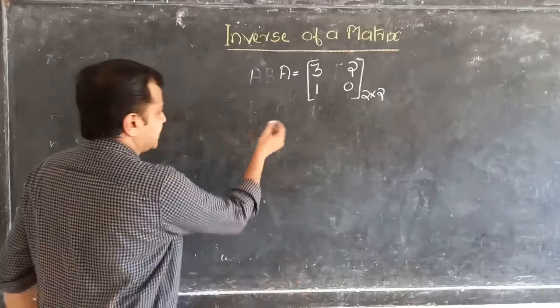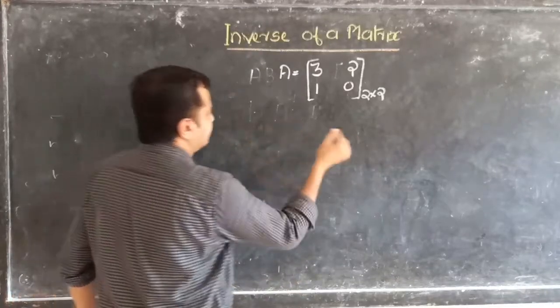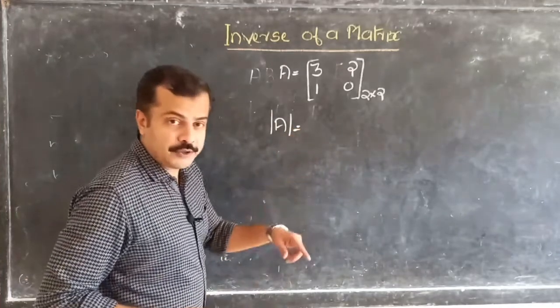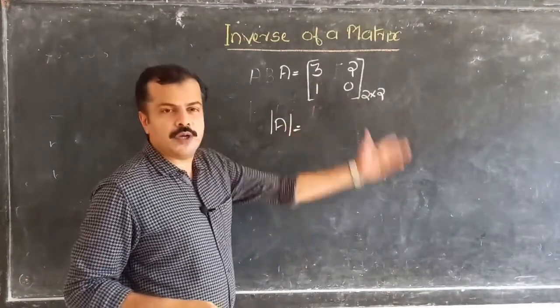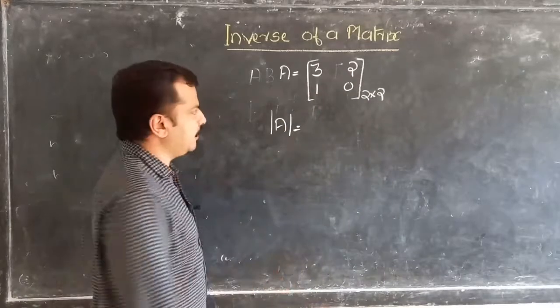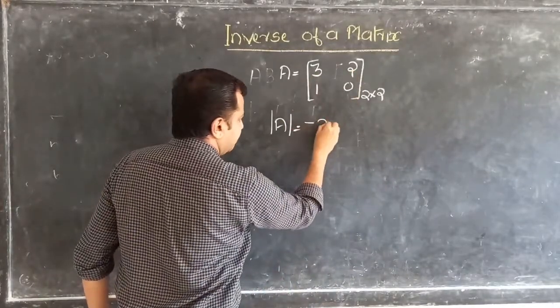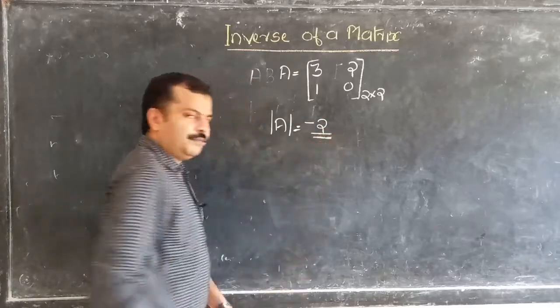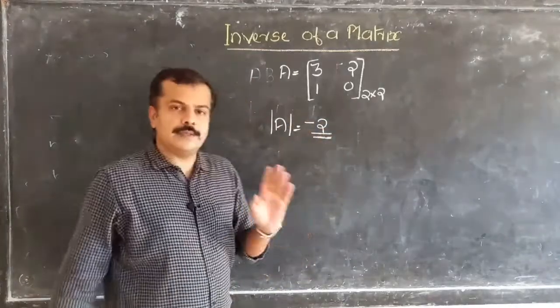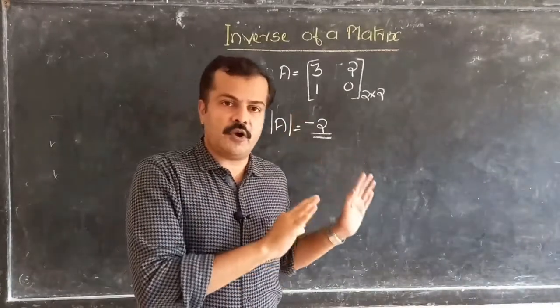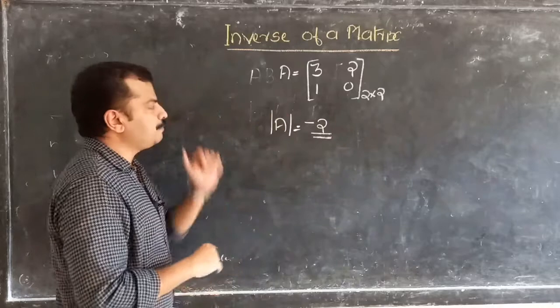Now, let me calculate the determinant of A. We know that for a 2 by 2 matrix to calculate determinant, we just need to have some kind of a cross multiplication. 3 into 0 minus 1 into 2, so the answer will be minus 2. So, the matrix is non-singular. So, we can calculate the inverse or reciprocal matrix for this particular matrix.